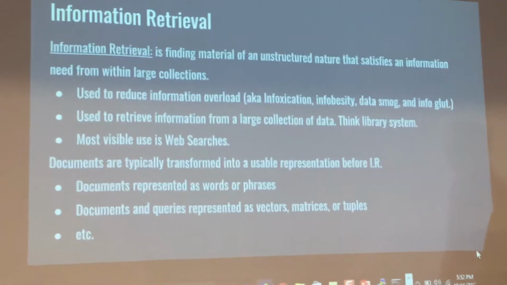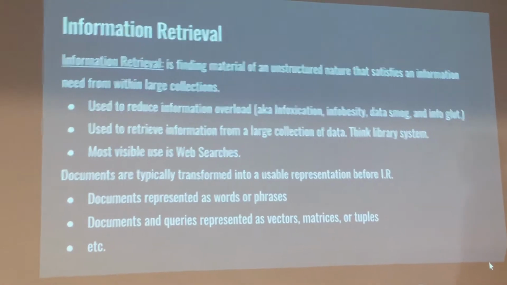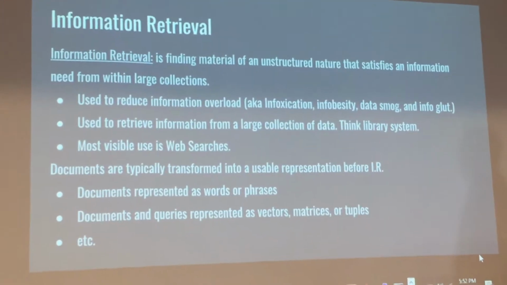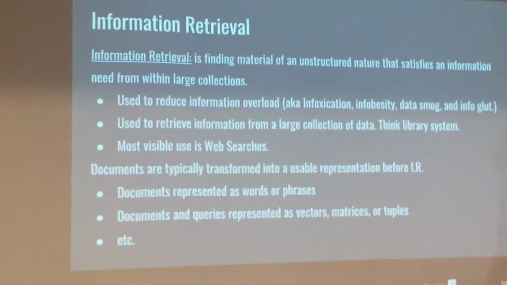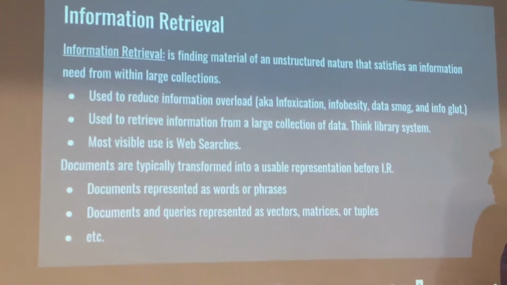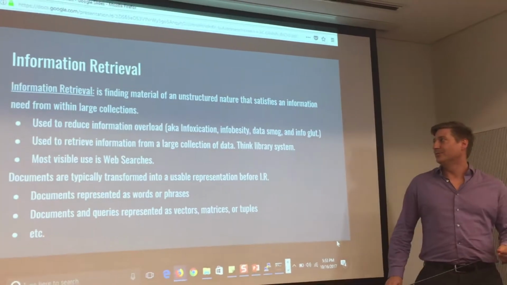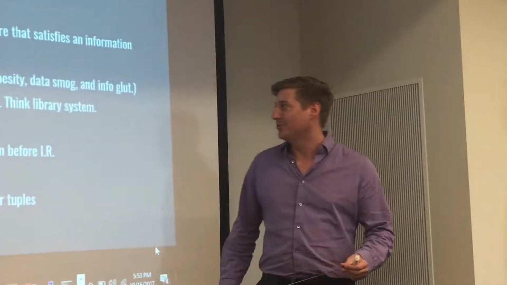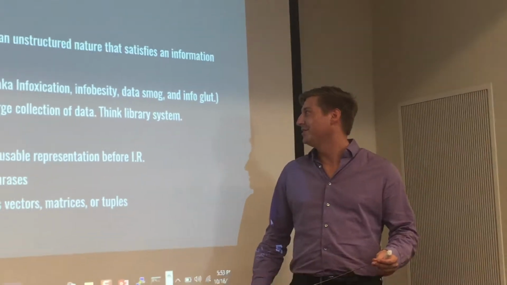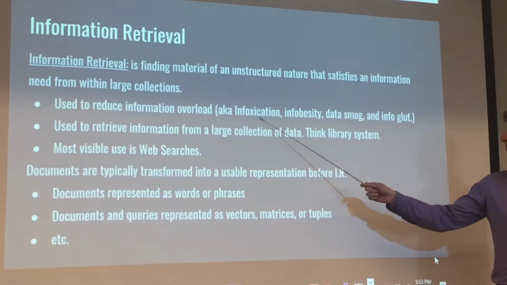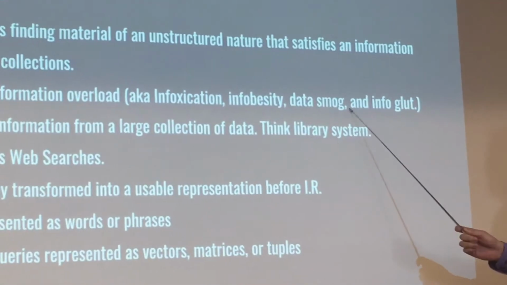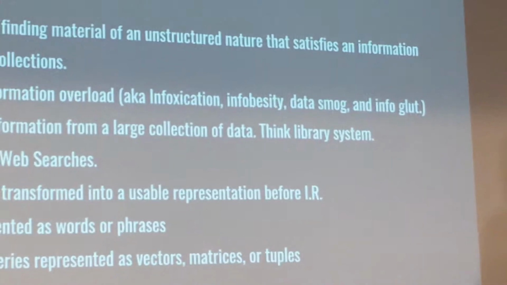Alright, we'll go on to the basics, which is information retrieval. A definition for information retrieval is finding material of an unstructured nature that satisfies an information need from a large collection. We use information retrieval systems to reduce the information overload, and I found a good many fun terms here like infoxication, infobesity, data smog, infoglut. You can imagine what that is.